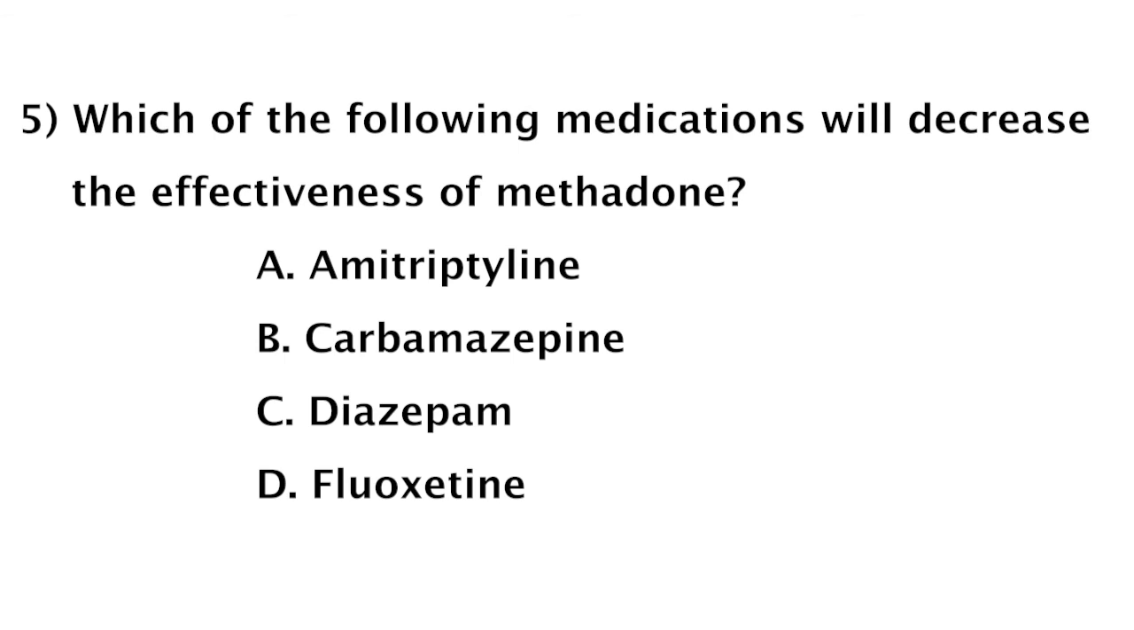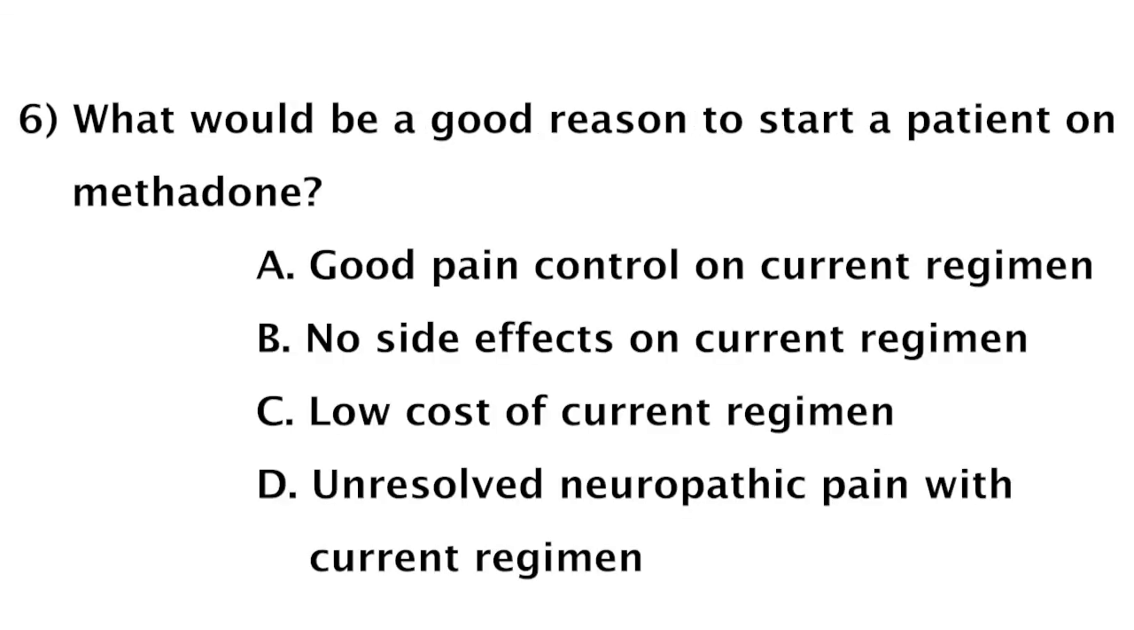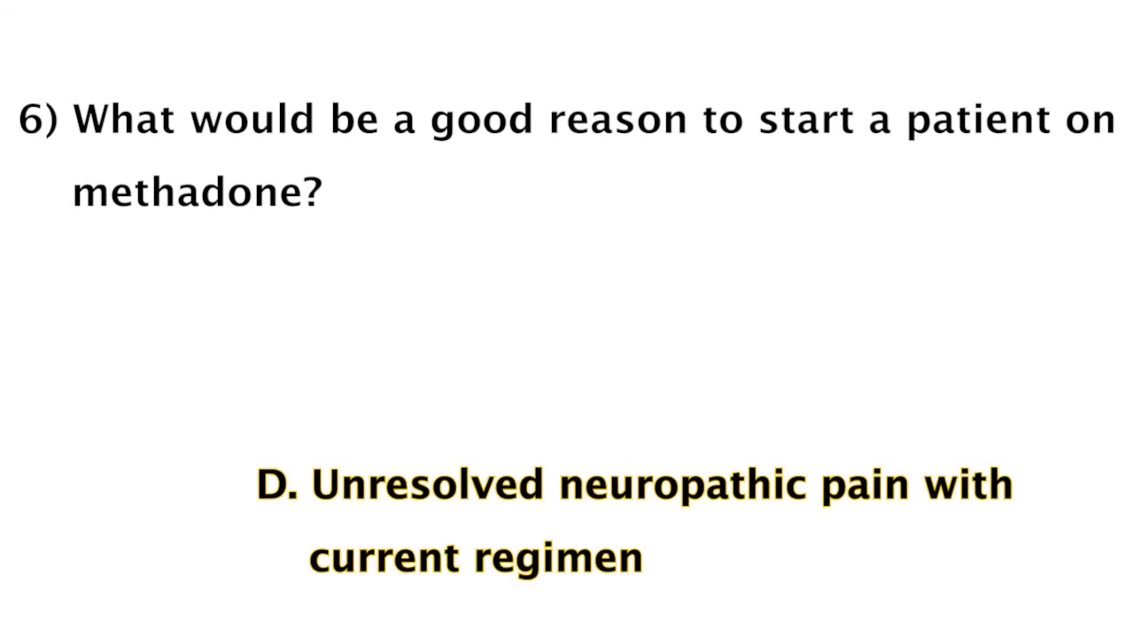Number 5, which of the following medications will decrease the effectiveness of methadone? B. It is B, carbamazepine. This is due to the cytochrome P450 metabolism that we talked about. Number 6, what would be a good reason to start a patient on methadone? Good pain control, no side effects, low cost, or unresolved neuropathic pain. D. Yeah, kind of an easy one.